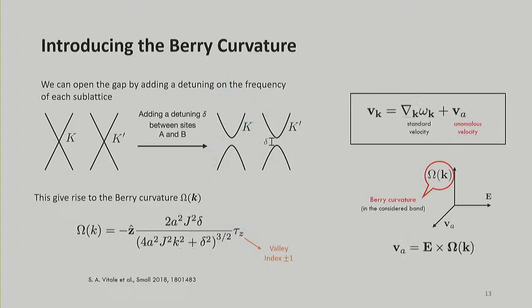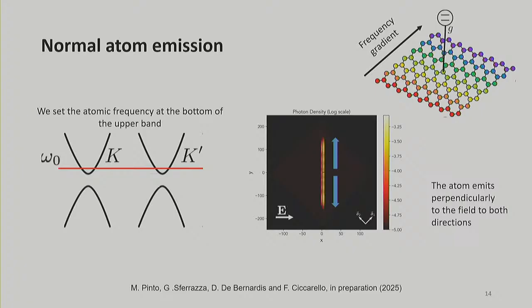So the idea here is to play with the velocity of the photon, where we make the anomalous velocity, which depends on the cross product of the electric field and the Berry curvature, more prominent than the standard velocity, and we try to see the current emission on the lattice. So just for a normal atom, we also introduce a frequency gradient to create the electric field, and the normal atom couples to both valleys at the same time.